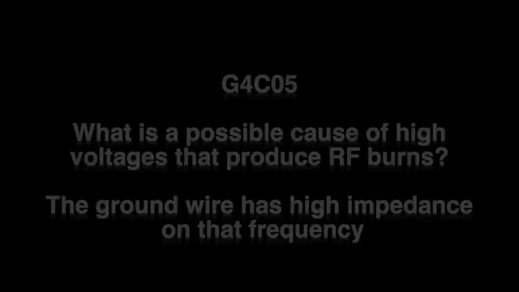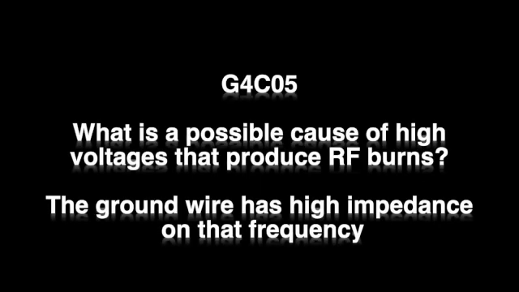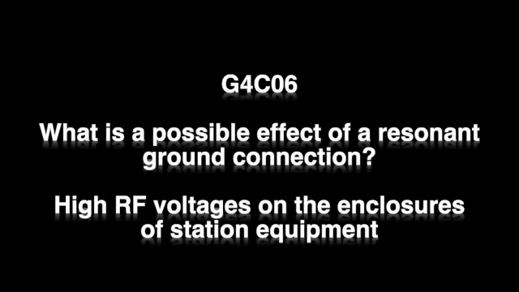G4C04. What sound is heard from an audio device experiencing RF interference from a CW transmitter? On and off humming or clicking. G4C05. What is a possible cause of high voltages that produce RF burns? The ground wire has high impedance on that frequency. G4C06. What is a possible effect of a resonant ground connection? High RF voltages on the enclosures of station equipment.